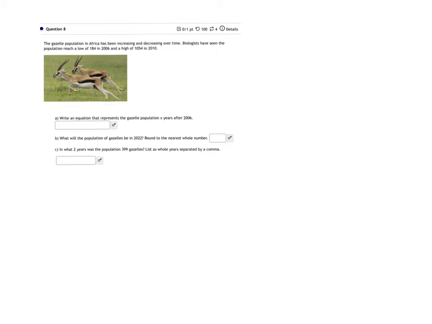The gazelle population in Africa has been increasing and decreasing over time. Biologists have seen the population reach a low of 184 in 2006 and a high of 1,054 in 2010. So the first thing we're going to want to do is write an equation. In order to write an equation, I'm going to start off by doing my math. The first thing I want to do is find the middle. Remember, the middle is just the average. So we know we have a low of 184 and a high of 1054.